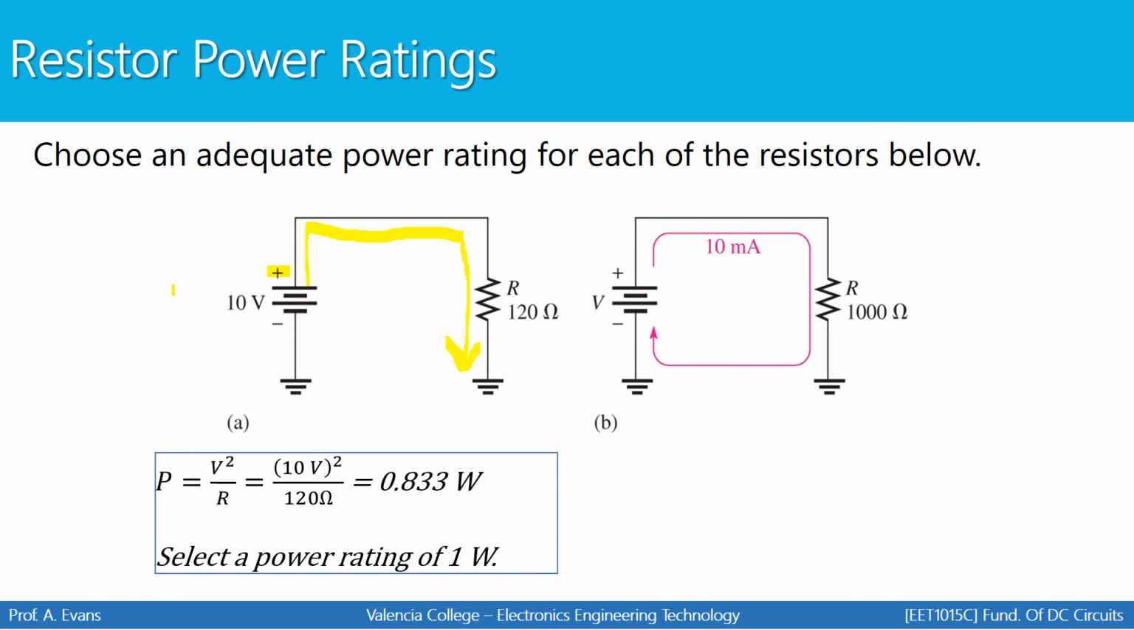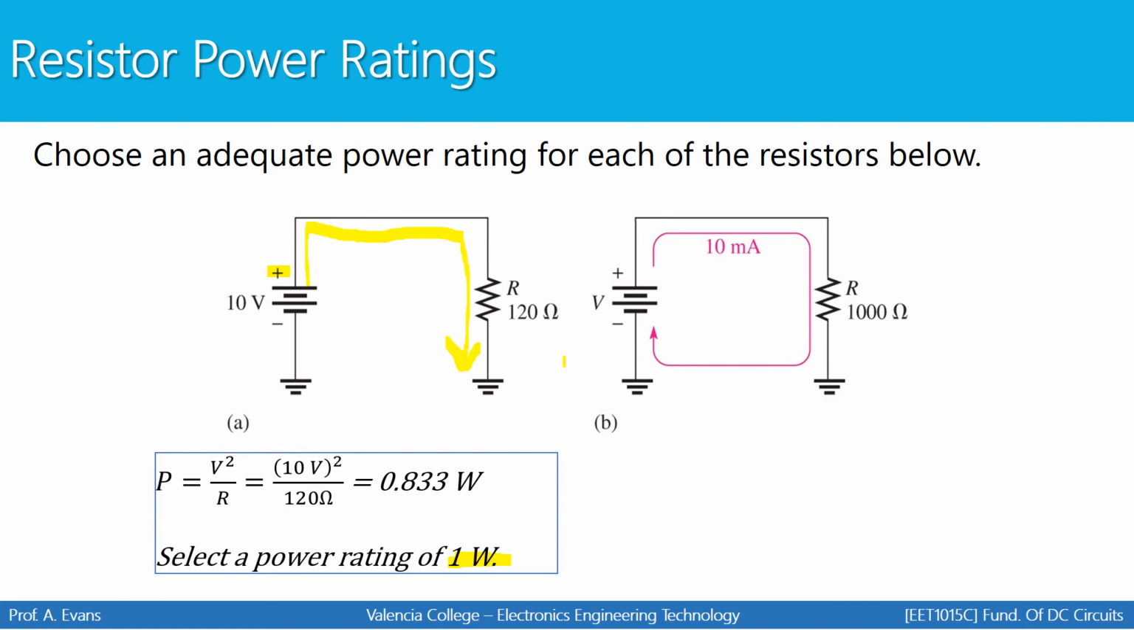Using our power formulas, we can determine that the total power, or the maximum amount of power that this resistor will dissipate, is going to be 10 volts squared divided by 120 ohms, which comes out to be 0.833 watts. So we need to make sure that we select a standard power rating that is higher than the 0.833. Remember, your standard ratings are 1/8 of a watt, 1/4 of a watt, 1/2 of a watt, or 1 watt. So in this case, you're going to select a power rating of 1 watt to make sure that that resistor can handle all the power that's being generated in this circuit.